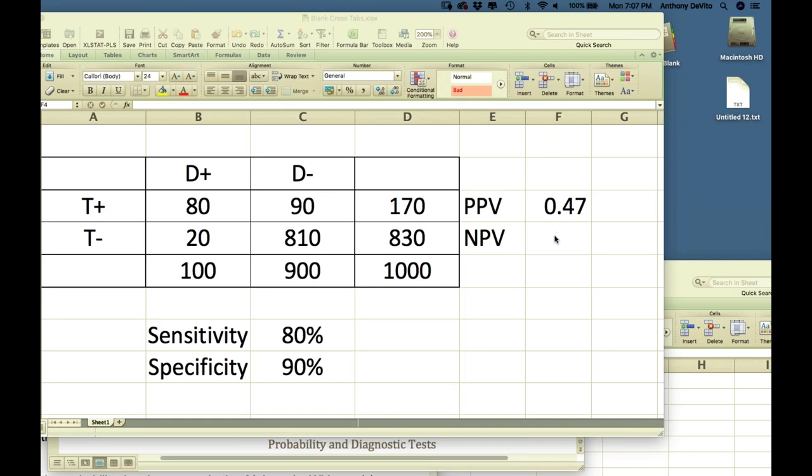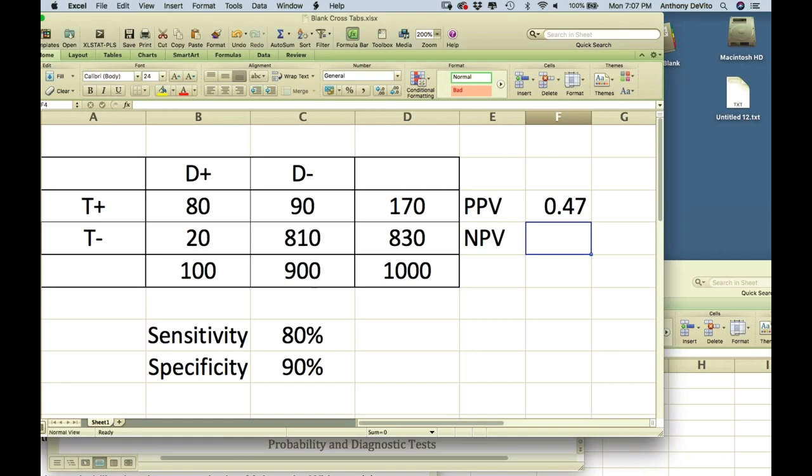Okay, so negative predictive value. What do you think the negative predictive value would represent?